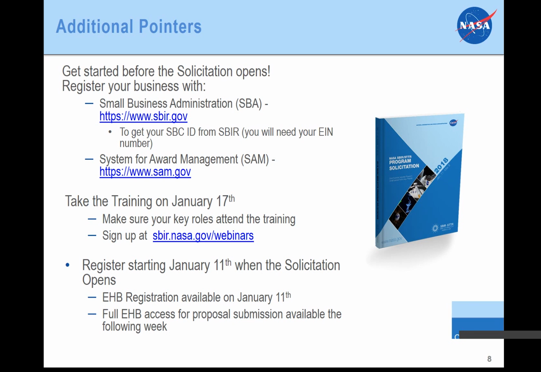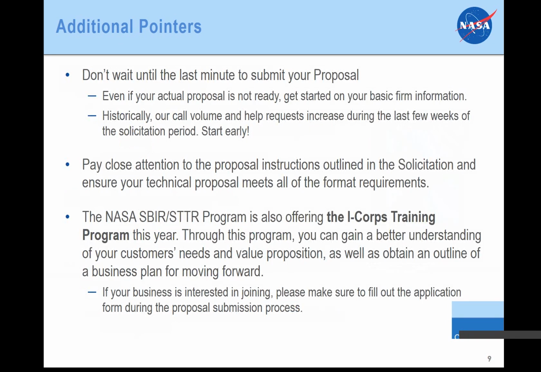And we highly encourage you to take the follow-on training, which will be on January 17th, where we'll be taking an in-depth look at the submissions process and all of the required parts for submitting a proposal to NASA. You can sign up for that through our website, and the link is provided there on the slide. We do encourage anyone from your company who will be part of that proposal submission process to attend the training so that they understand what's going to be required from them. And we encourage you to register when the EHB opens for registration on January 11th. The EHB registration opening will be in alignment with the solicitation release. And the full EHB access for proposal submissions will be available the following week.